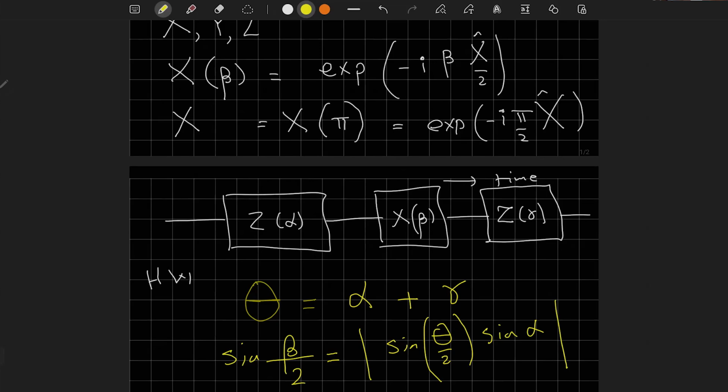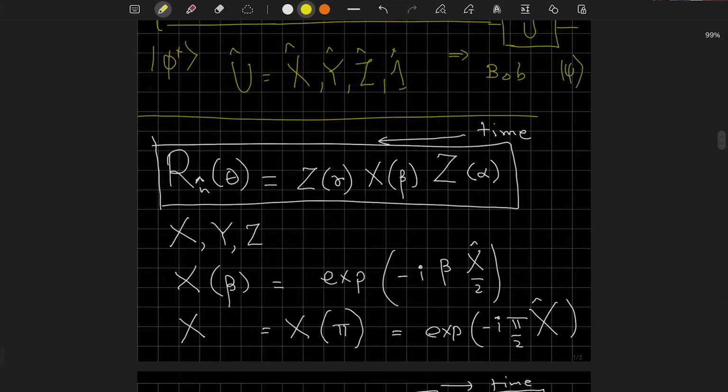Okay, so you can prove this. This is a homework problem. If you want to have this equation to be true, theta and the axis of rotation must be related. Alpha, beta, and gamma cannot be arbitrary. They have to be chosen in a particular fashion so that you achieve your desired rotation. Anyway, you can prove this as homework.